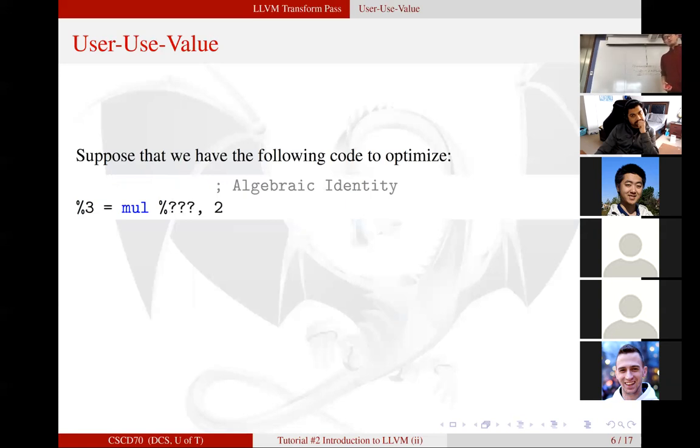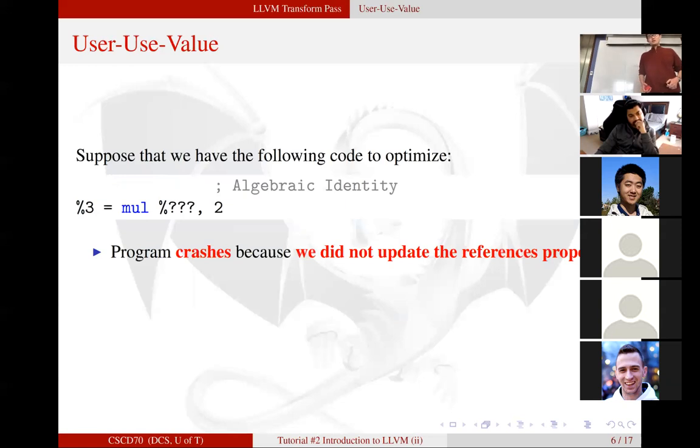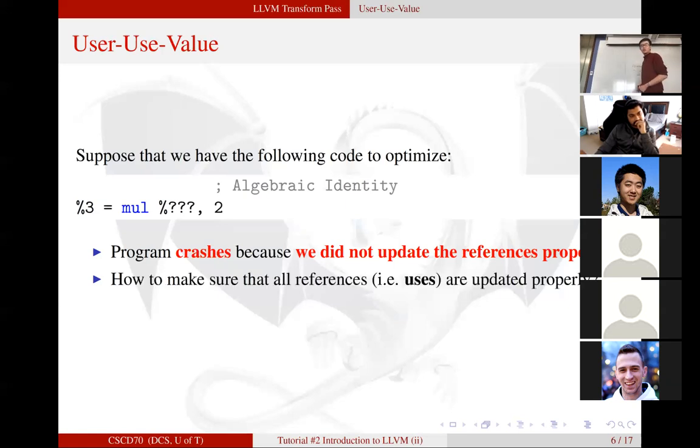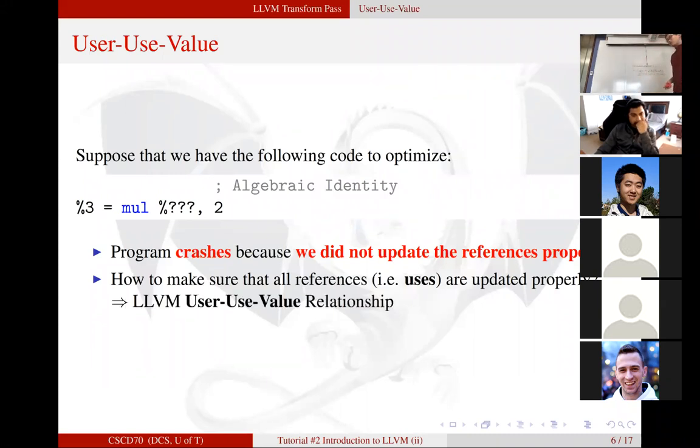As you could probably imagine, because the assignment to register 2 is removed, now the operand of register 3 becomes invalid. Therefore, our program crashes because we did not update the references properly. So the question becomes, how could we possibly make sure that all references, i.e. uses, are updated properly? This is why we have to rely on the LLVM user-use value relationship.